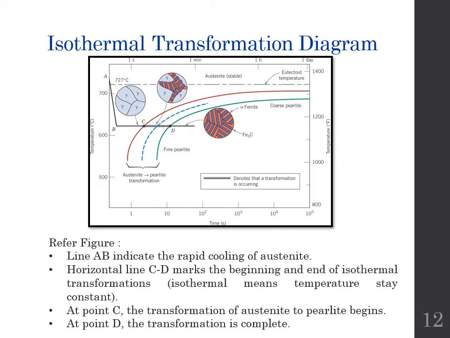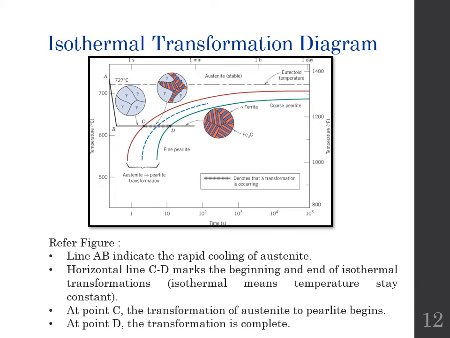The first line is where the austenite is rapidly cooled. And then you have the line BC, where you hold the microstructure until it reaches the line where the austenite will begin to transform into another structure. The horizontal line CD marks the beginning and the end of the isothermal transformation.